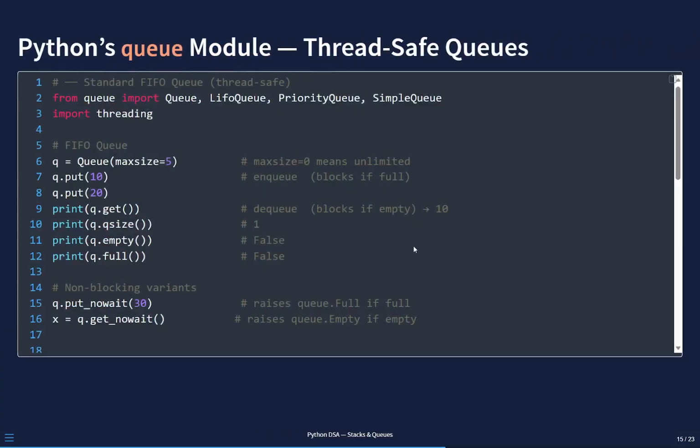Next, Python ships 3 thread-safe queue classes in the queue module: Queue for FIFO, LifoQueue for LIFO, and PriorityQueue for priority ordering. These use internal locks to make operations safe when multiple threads access the same queue simultaneously.